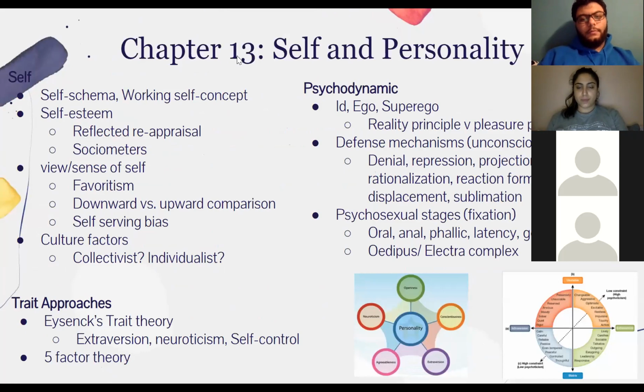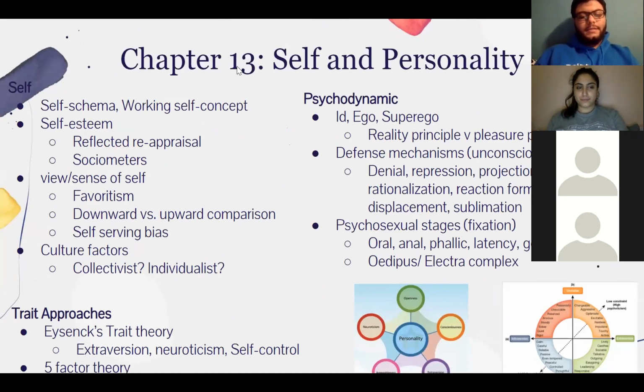Okay. Oh, wow. So personality and self has a lot to cover. Self schema is basically how you view yourself. Self or working self concept is how your self schema is constantly changing. Self esteem is how effective you see yourself, how much you're worth, so that would be based on your standards of it. Sociometers would be how you compare that to society's standards, so your self-worth based on other people's standards.